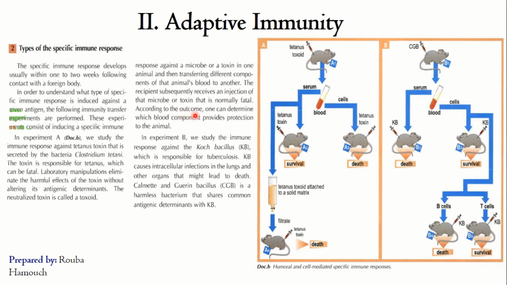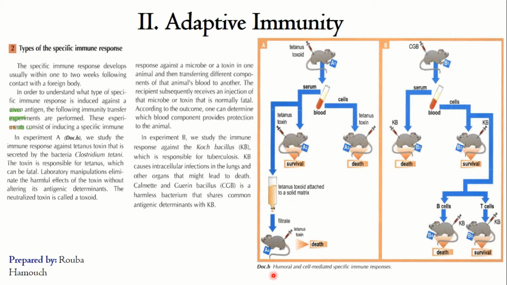And according to the outcome, we can determine which blood component, the serum, the antibodies, or the T lymphocytes, provides the protection to the animal. Since we have already explained that the effectors of adaptive immunity are B lymphocytes producing antibodies and T lymphocytes, based on document B, we will determine which blood component, the B or T lymphocytes, will provide protection to the animal against the injected microbe.